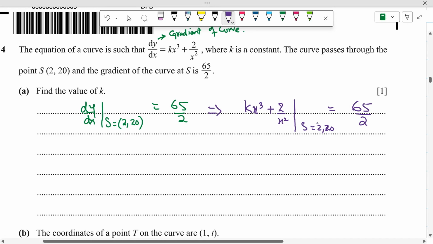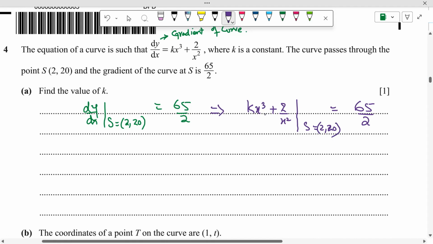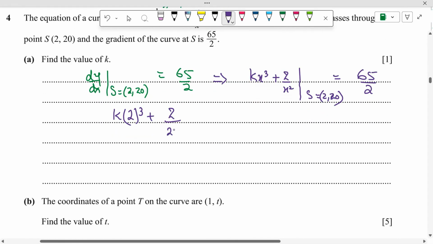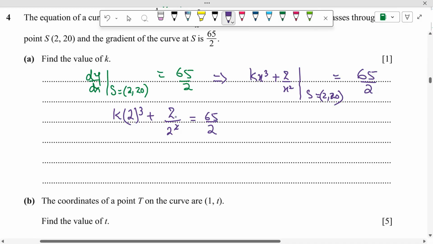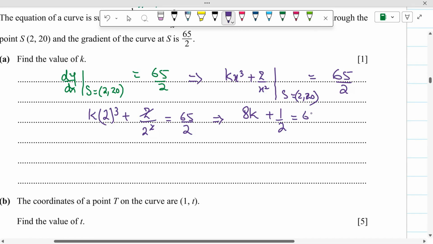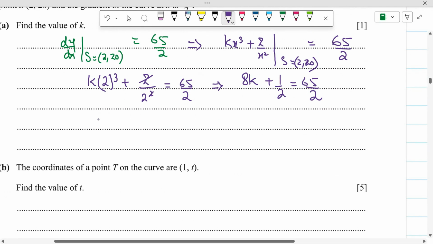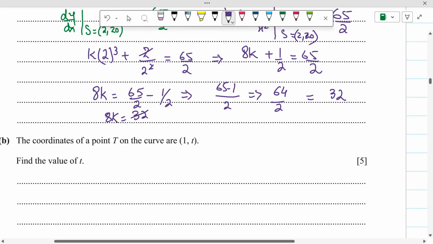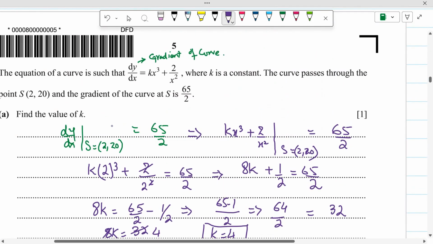Now plugging the x coordinate, which is 2, into the gradient of the curve, we have k times 2 cubed plus 2 over 2 squared equals 65/2. This simplifies to 8k + 1/2 = 65/2. Moving 1/2 to the right side, 8k = 65/2 - 1/2 = 64/2 = 32. So 8k = 32, which gives k = 4. So we have calculated the value of k.